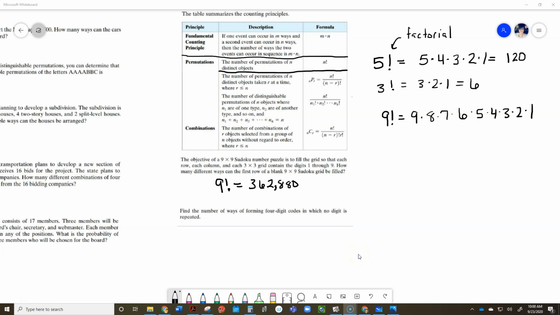So this next example is slightly different. It says find the number of ways of forming a four-digit code in which no digit is repeated. Yes, we've already done this, and what we did before will work. That's one of the reasons why I like to pick this example to show you that this formula right here, which is the formula that we use when we have, now we have 9 things, no, 10 things.